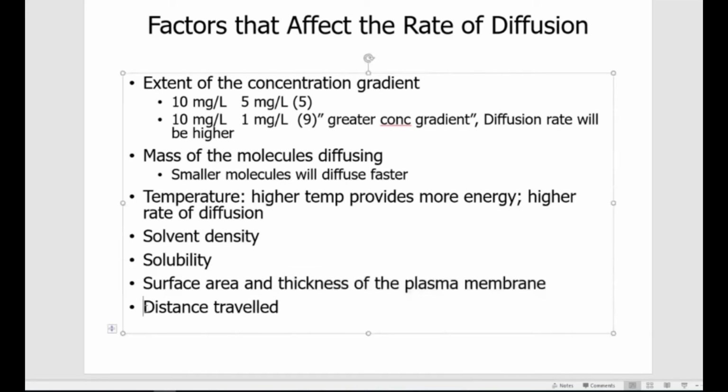Okay? Distance traveled, diffusion. Shorter distance, faster diffusion. And then longer distance, slower diffusion. Okay? So longer distance, slower diffusion. And then shorter is the opposite, right? Faster.